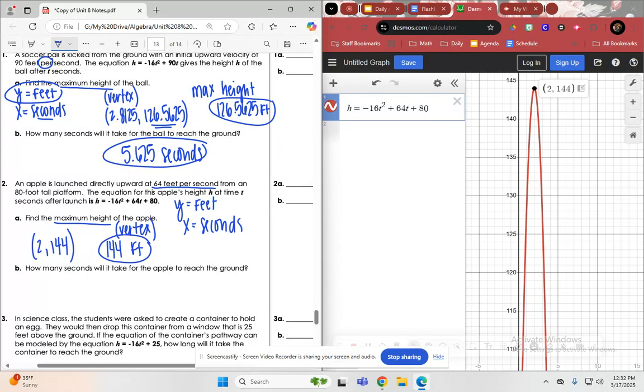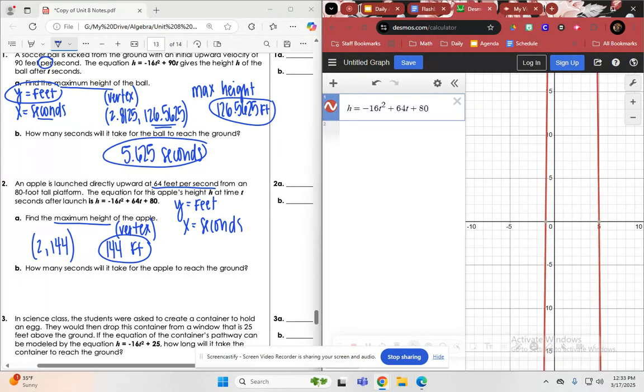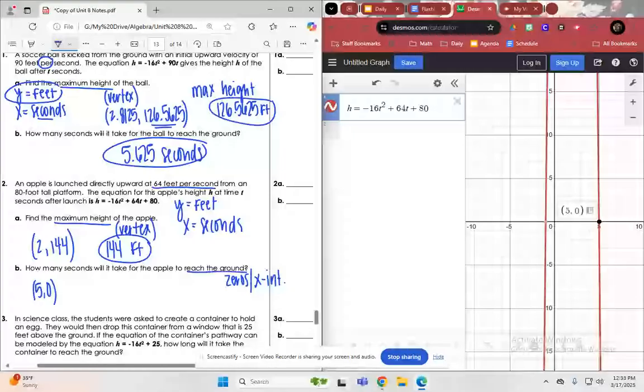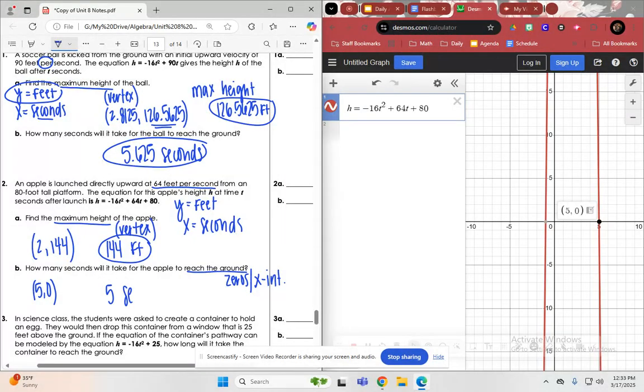How many seconds will it take for the apple to reach the ground? So I'm going to go ahead and hit that little home button on my graph. And if I've got 5, 0, so when it reaches the ground like that, it's looking for our zeros or our x-intercept. So we have that 5, 0, so it's going to take 5 seconds.